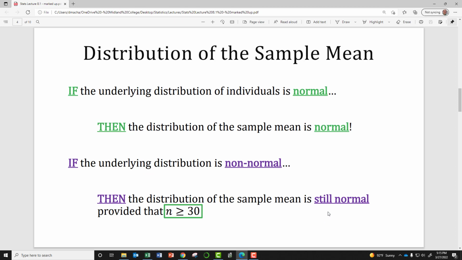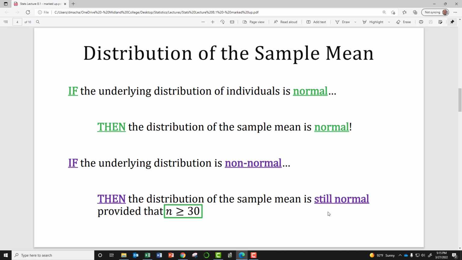Now here are some important rules to notice. If the underlying distribution of individuals is normal, in other words, it follows a normal probability distribution, then the distribution of the sample mean will also be normal. On the other hand, if the underlying distribution of the individual measurements is non-normal, because there's other probability distributions that it may follow, then the distribution of the sample mean could still be normal if your sample size is greater than or equal to 30.